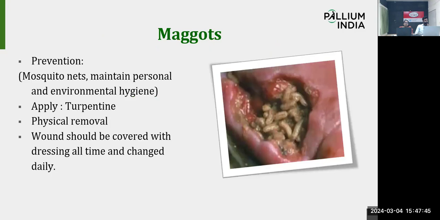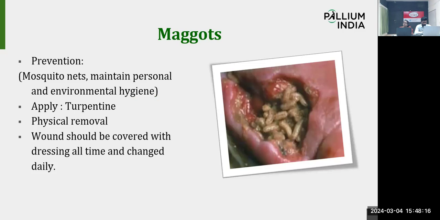Coming to maggot management, you always have to prevent. We already discussed that they come from house flies. Infected wounds attract house flies. If they touch the wounds, they may lay eggs. After that, if you do proper cleaning and dressings, it won't affect the wound. Otherwise, the patient will develop maggots from the wound. You can see the maggots.